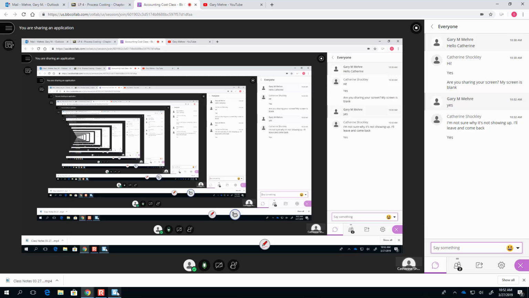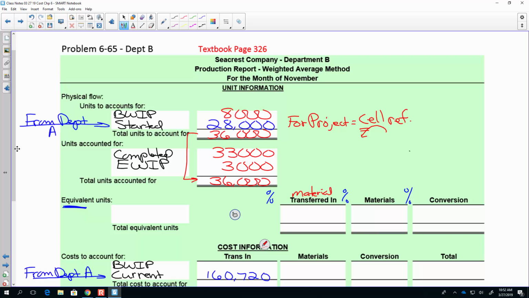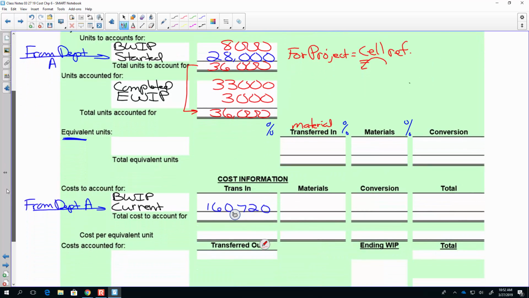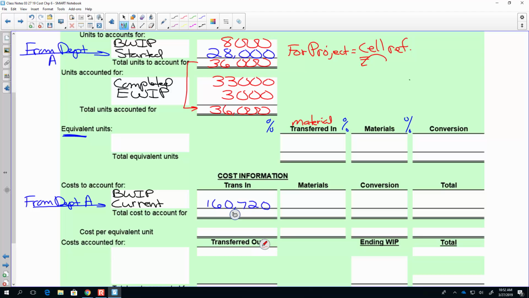Okay, that's awesome. All right, so 4B then, we come down to equivalent units. Please type in beginning units. Oh, shoot, sorry. Completed units. I'm getting ahead of myself. Ending with. Completed ending with.